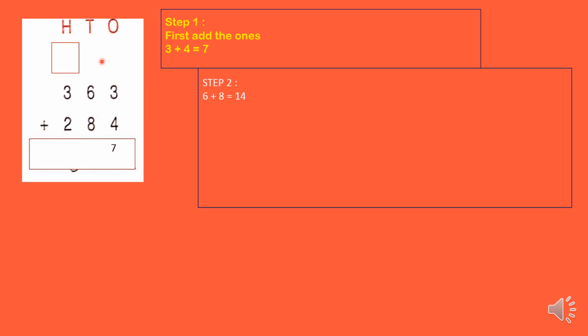Next one, what is the second step? Step 2, we have to add the tens column digits. Which number is bigger number? 8 is the bigger number. So you should keep 8 in your mind, 6 is in your hand. Open 6 fingers, children. 8 after 9, 10, 11, 12, 13, 14. So 6 plus 8 is equal to 14.